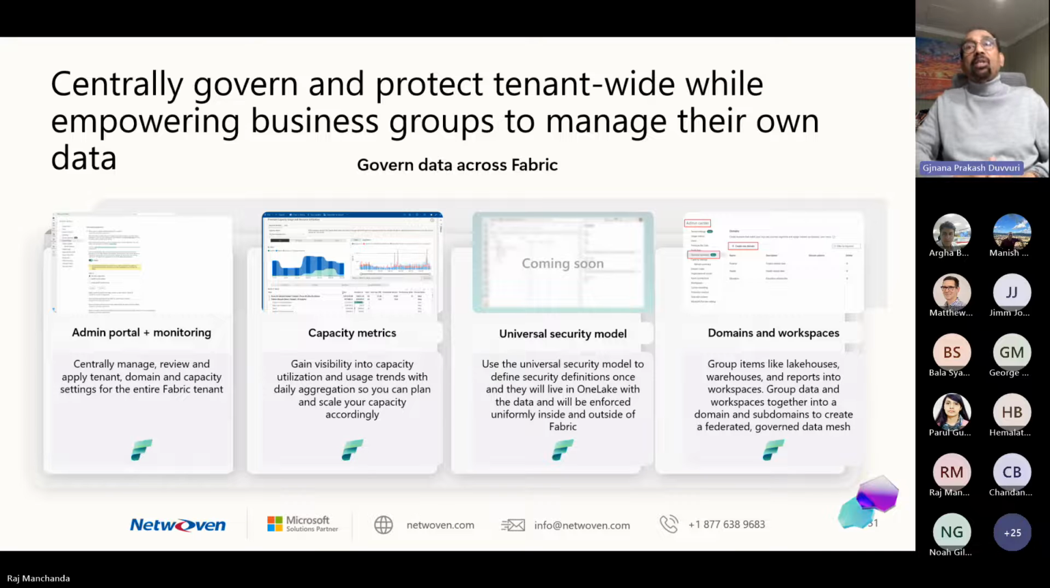And domains and workspaces: all your items, whether warehouses, reports, or lakehouses, everything we call items. All these items are grouped into a workspace, and all these workspaces are grouped into a domain or a subdomain to create a federated governed data mesh. This is what I'm telling. To make this happen in some other applications, we have to do a lot of configuration and a lot of work. Here, when you have Fabric, it is automatically enabled for you.